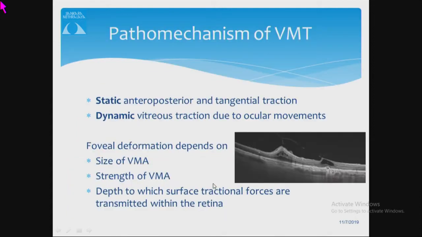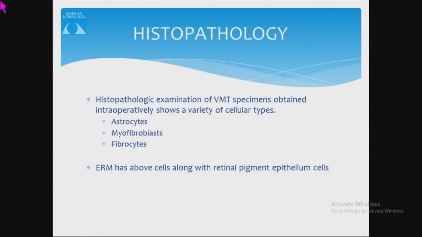The pathomechanism of VMT includes a static and dynamic vitreous traction. The static traction can either be anterior-posterior or tangential, while the dynamic vitreous traction is due to the ocular movements through which, as described earlier, the liquefied vitreous moves and enlarges the PVD. The foveal deformation depends upon the size of the vitreomacular adhesion, the strength of the VA, and the depth to which the surface directional forces are transmitted within the retina.